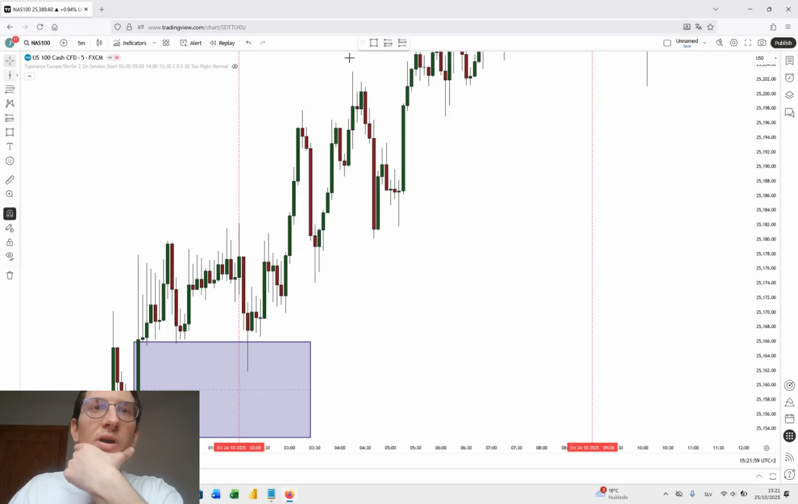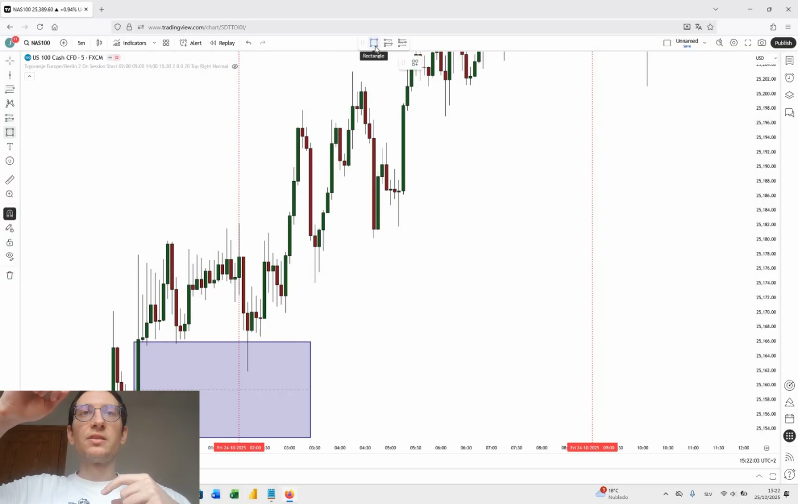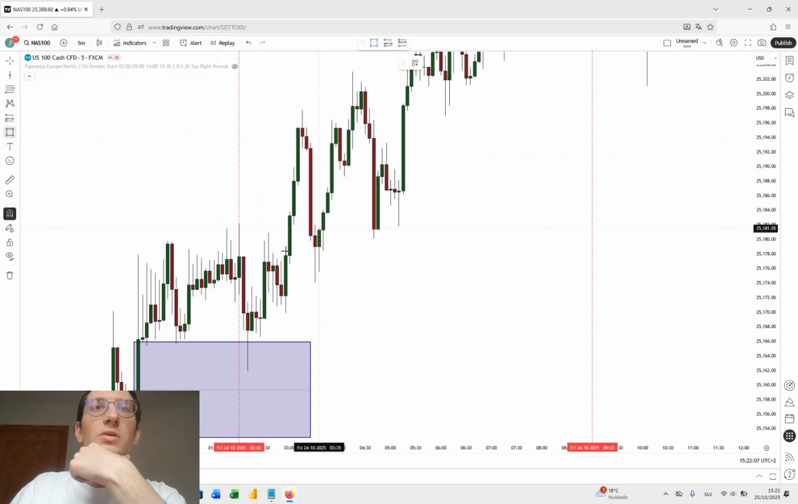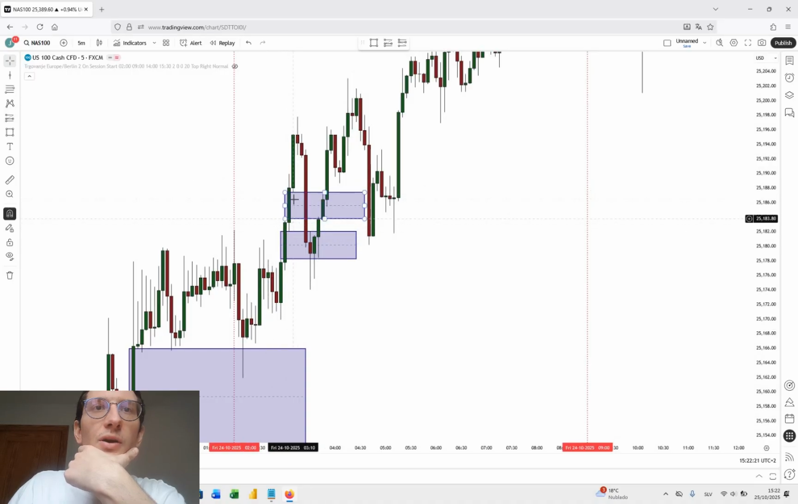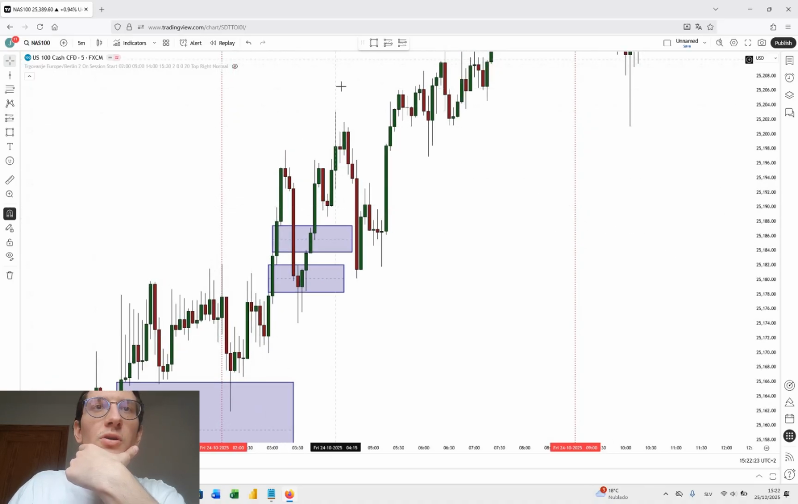Let's keep looking. We are looking for 3 candles with the first candle and third candle wicks, okay, not interfering with each other. What do we have here? Here we have another fair value gap. Why? Because nothing is in between these candles. You see, the wicks don't cover each other. Then we have here another fair value gap.